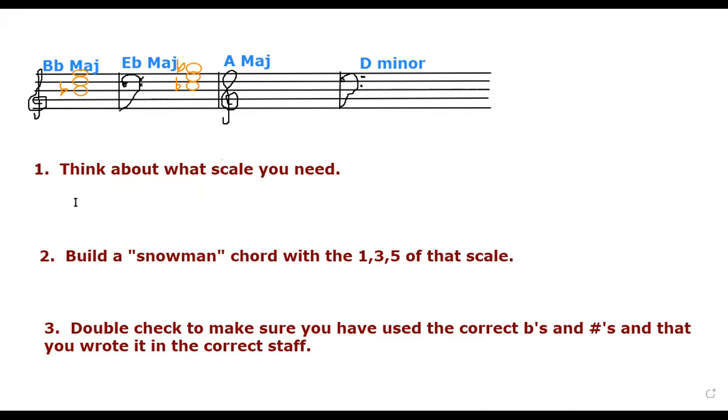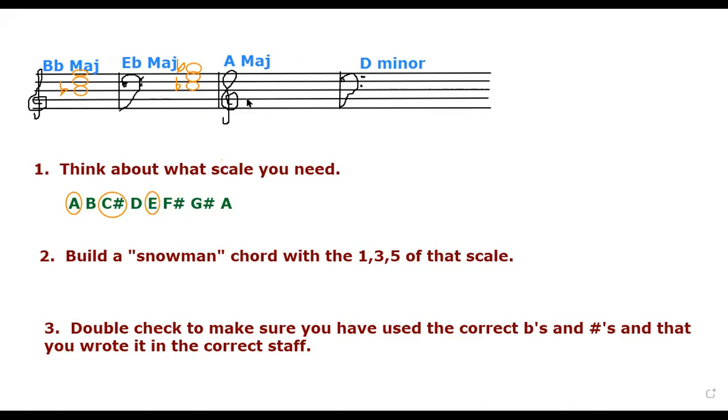A major. A major is a sharp key. It has C sharp, F sharp, G sharp. 3 sharps in the key of A major. And so, same process. Find 1, 3, and 5 to build our snowman. Here's 1, here's 3, and here's 5. The tonic, the median, and the dominant.